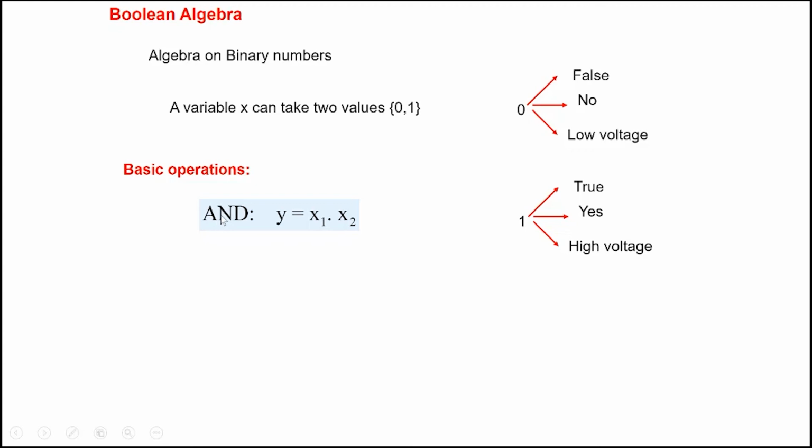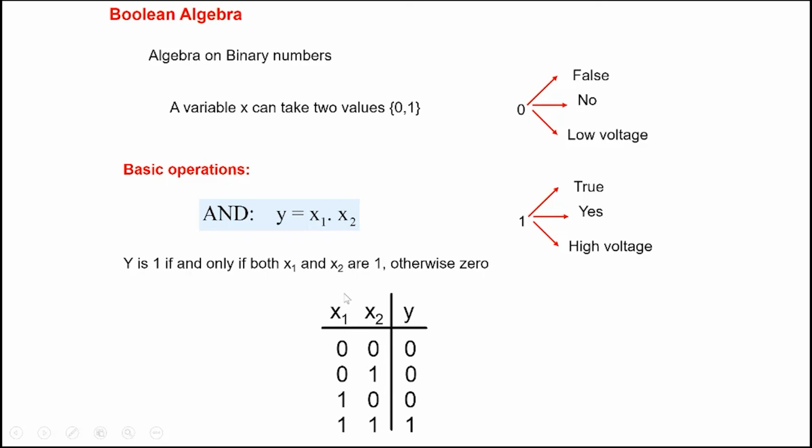We can do an AND operation between two variables. A dot is used to indicate x1 dot x2. This AND operation means that y equals 1 if and only if both x1 and x2 are 1. Otherwise it is 0. We represent this in the form of what we call a truth table, coming from interpreting 0 as false and 1 as true.